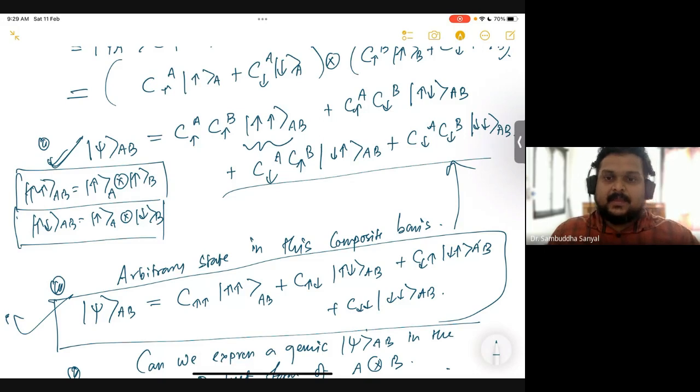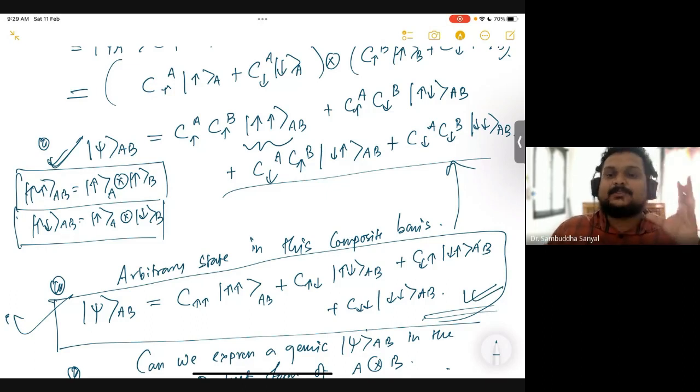Okay. Now, if I have a general state in this 4-dimensional Hilbert space, whose basis is this up up, up down, down up, down down, then it looks like this, the most general possible state. Just like I wrote C up plus C down, right? So this is a superposition state in this 2-dimensional Hilbert space. So this is a superposition state in this 4-dimensional Hilbert space.